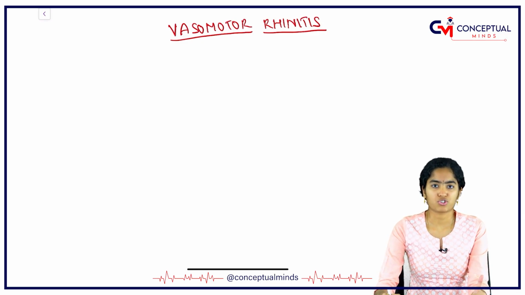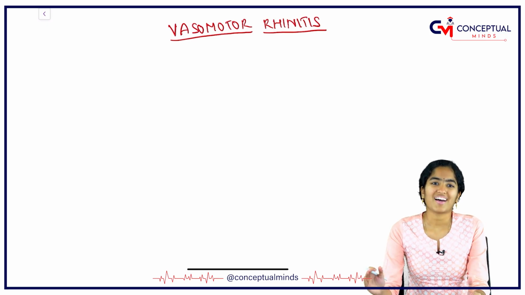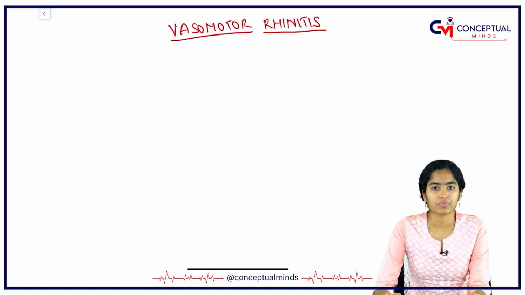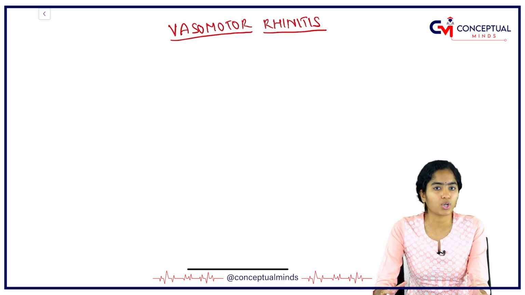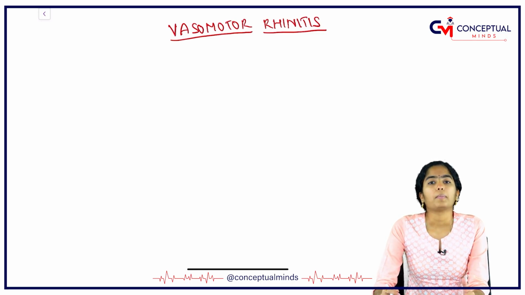It is nasal obstruction, rhinorrhea, and sneezing is the most cardinal feature. All of these clinical features are present in vasomotor rhinitis also. One of them might be most predominant, but they are all present and still it is not allergic rhinitis. Why do we say it's not allergic rhinitis? Because the pathophysiology is different.